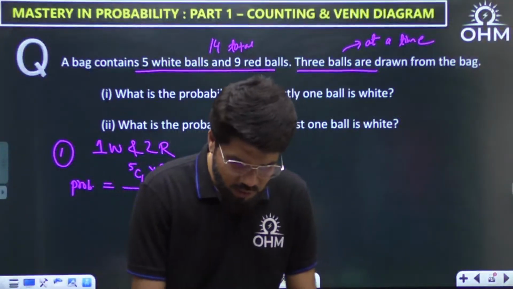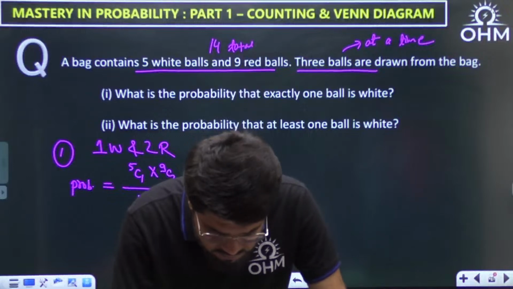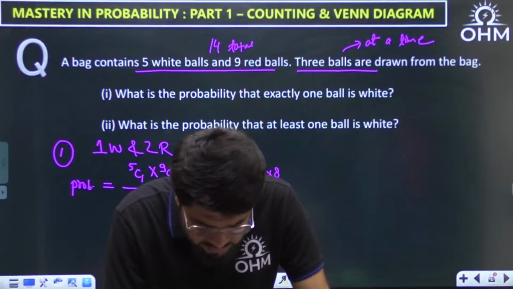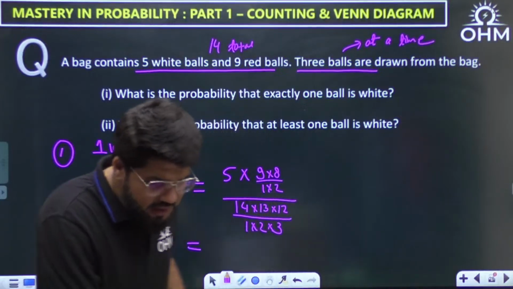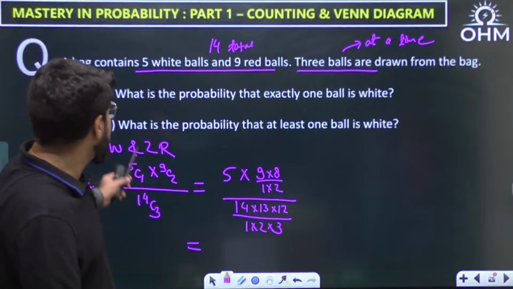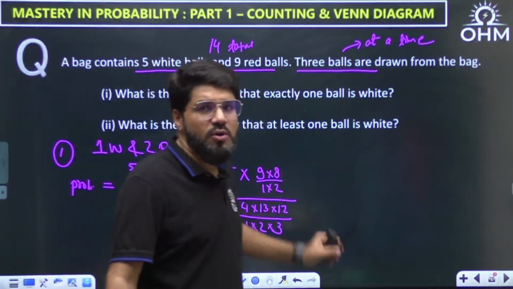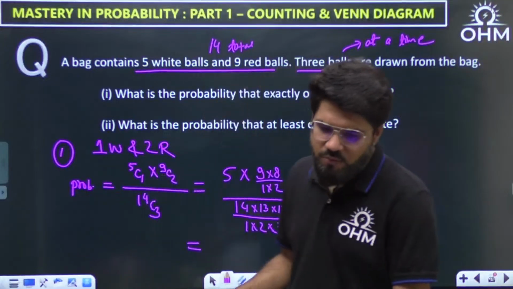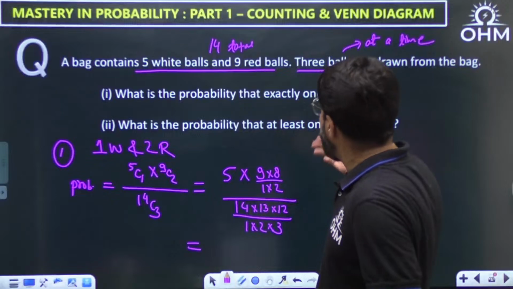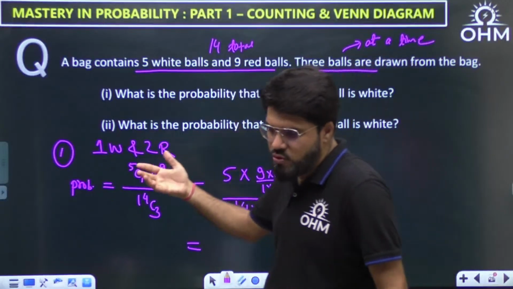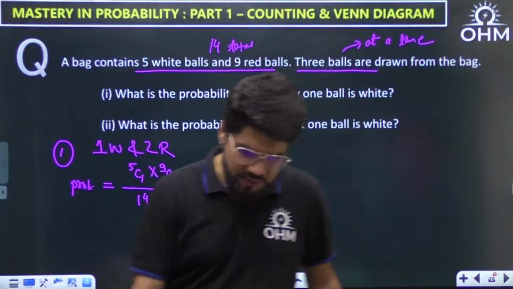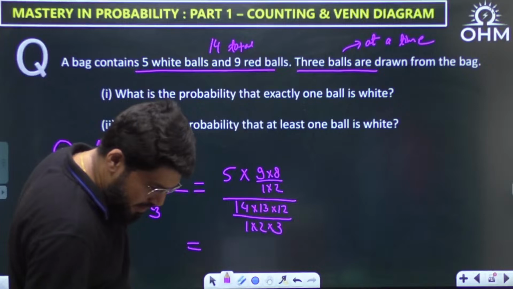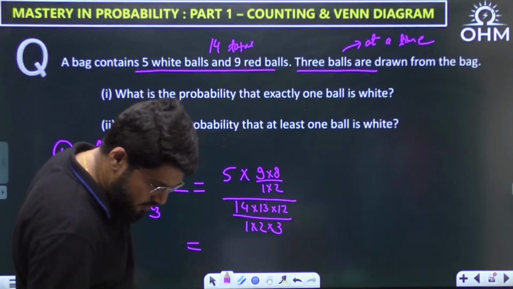Any doubt in the concept? Venkat asks whether exactly 1 white also allows 2 white, 1 red, or 3 white. No, that is coming in the next case, when at least 1 ball is white. The first question is exactly 1 ball white: not less than 1, not more than 1. What you are saying can come in the next case: at least 1 white means 1 white or 2 white or 3 white.